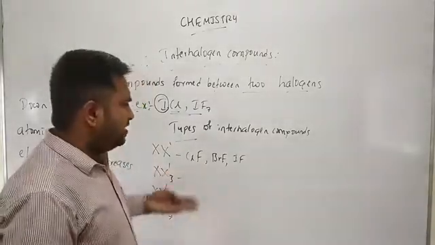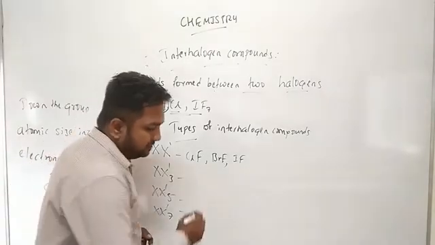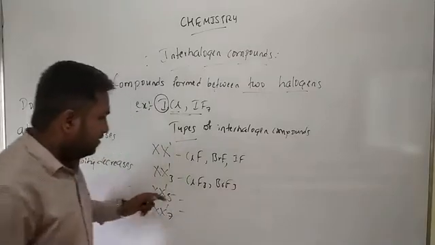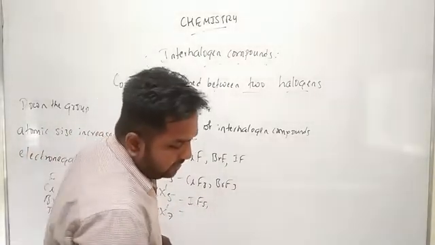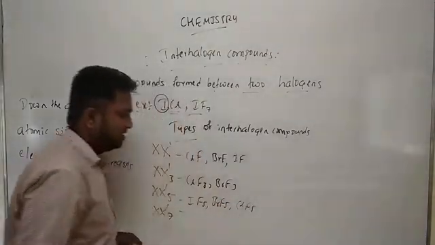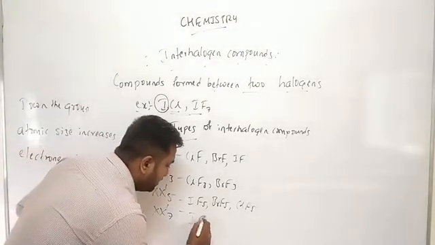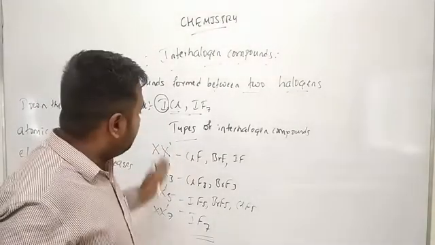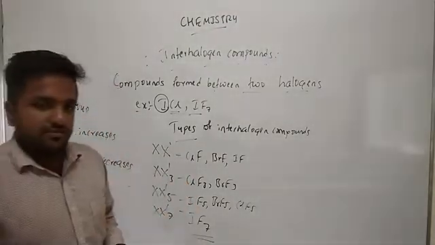For XX dash 3 type, we have ClF3, BrF3, whereas for XX dash 5 we have IF5 and BrF5, and ClF5 is also possible, whereas for XX dash 7 we have only one, that is IF7. Clear, students? So these are the four types of interhalogen compounds and some examples.